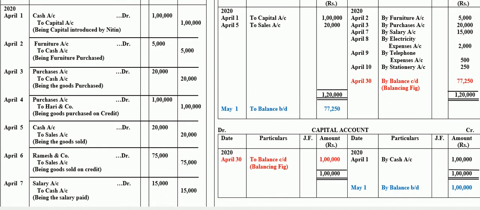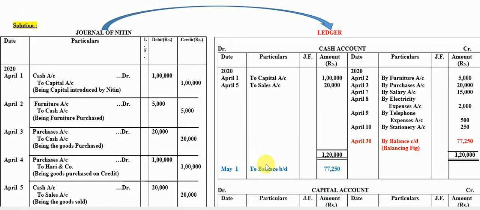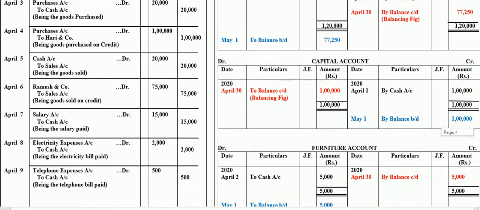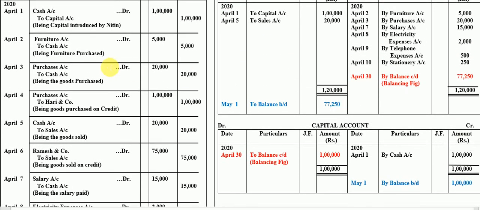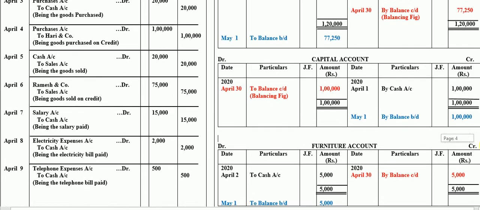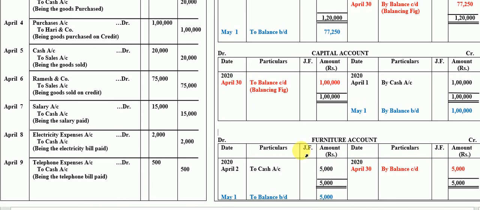So how will we prepare the furniture account? Let's see. Now you can see that this is furniture, the third item we can see in our journal entry. So how will we record this furniture account? Here you can see the transaction of this furniture account: debit to cash, that is 5,000. This 5,000 will be recorded like this: furniture is on the debit side and the opposite of this furniture is cash.